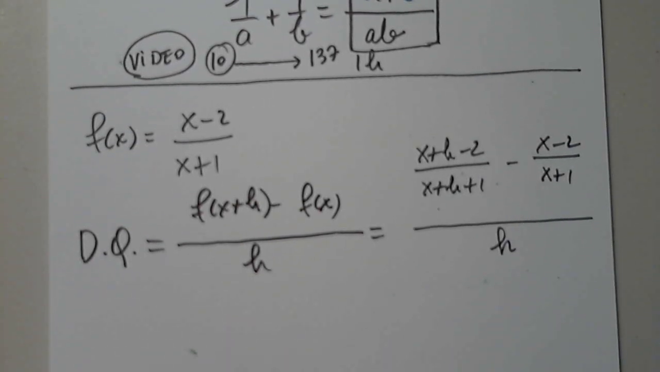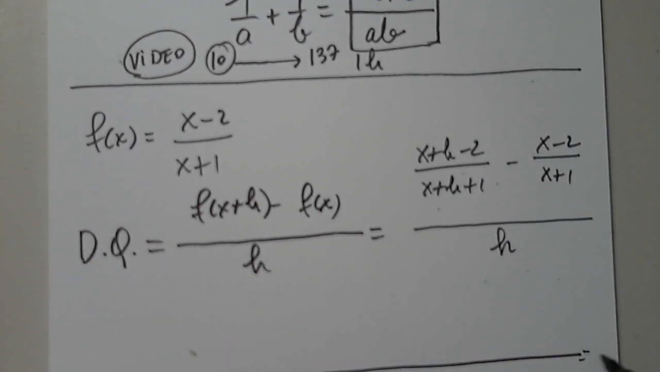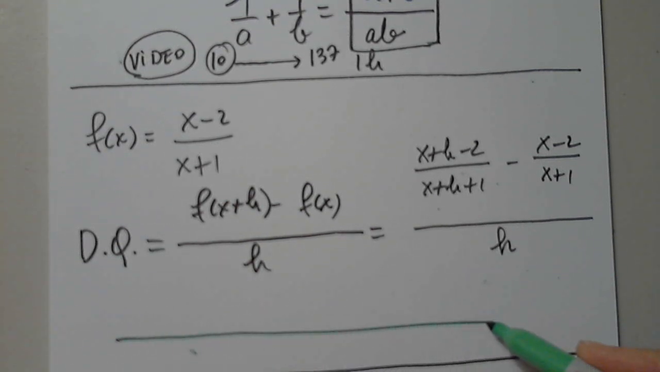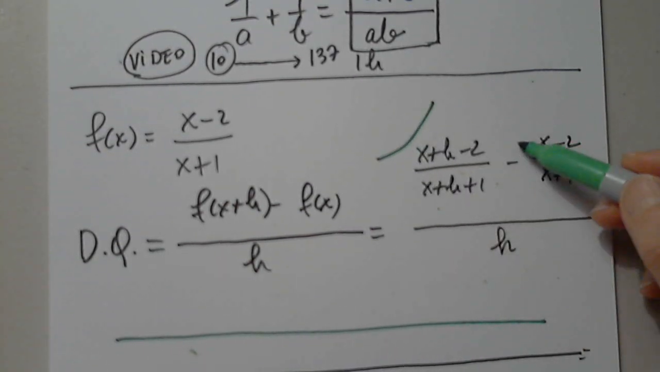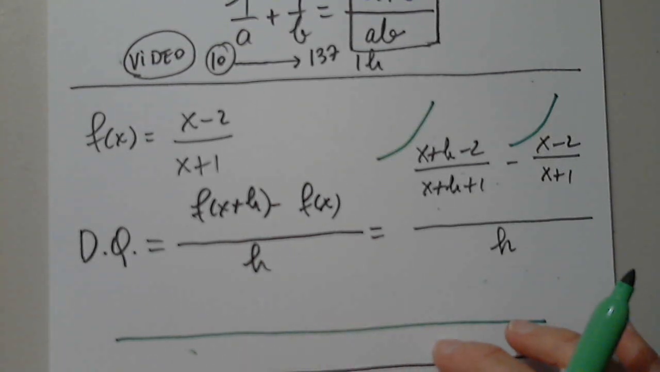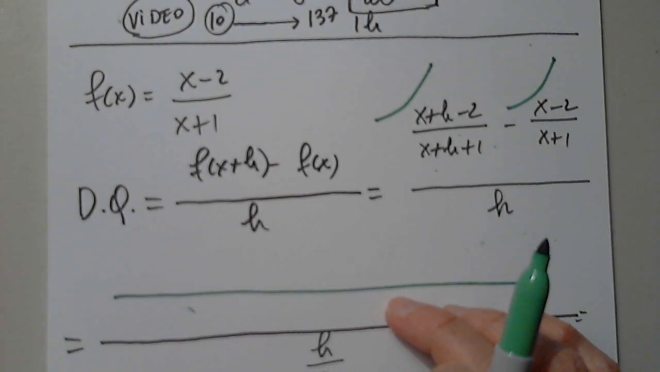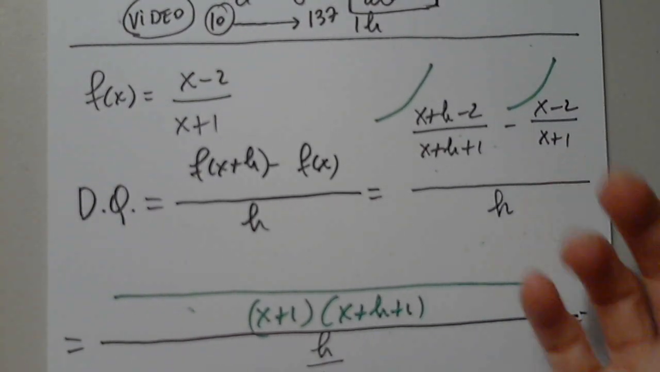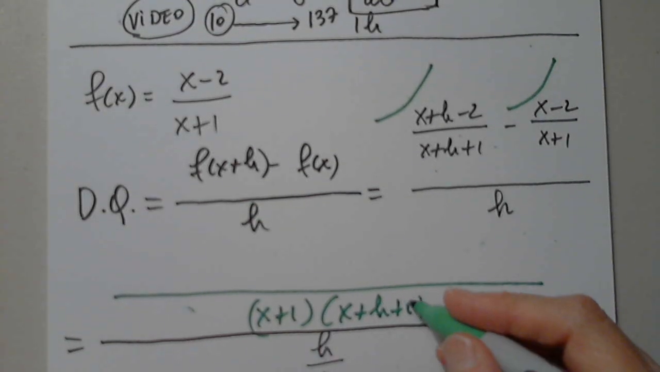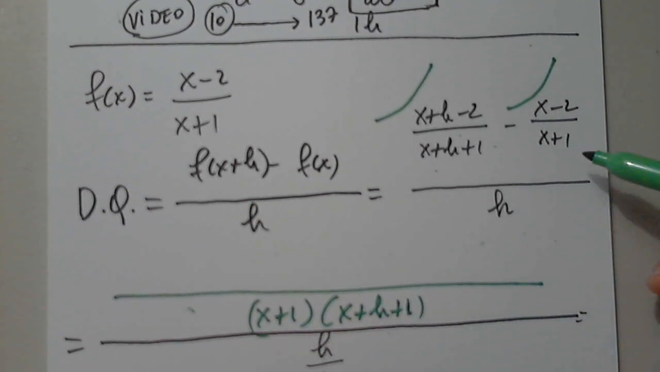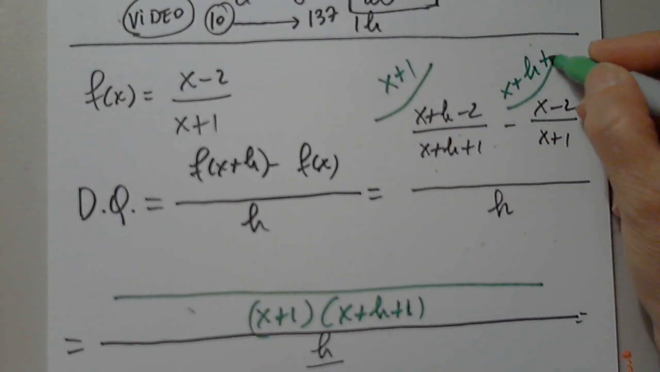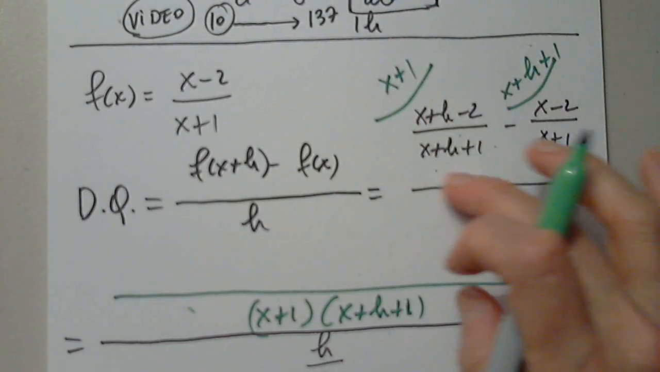Then we need the least common denominator in the numerator. The denominator is h or h over 1. And the least common denominator in the numerator will be, what is it? Anyone? X plus h plus 1 times x plus 1. Very good, awesome. It's not important, but I like the small one to be first, but it's the same thing. So obviously this one needs to be multiplied by x plus 1, and this one needs to be multiplied by x plus h plus 1. Is this clear?